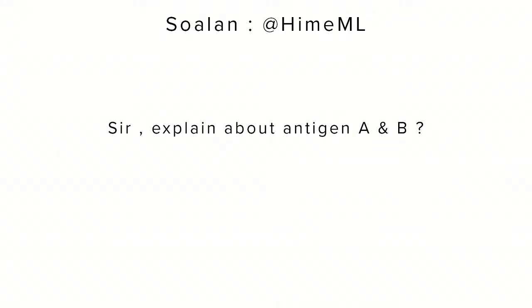Okay, so explain about antigen A and B. This one is Form 5 Chapter 5, about antigen A and B, about the blood type here. Form 5 Chapter 5 and Form 5 Chapter 1 also. For antigen A and antigen B, it is about the red blood cell.